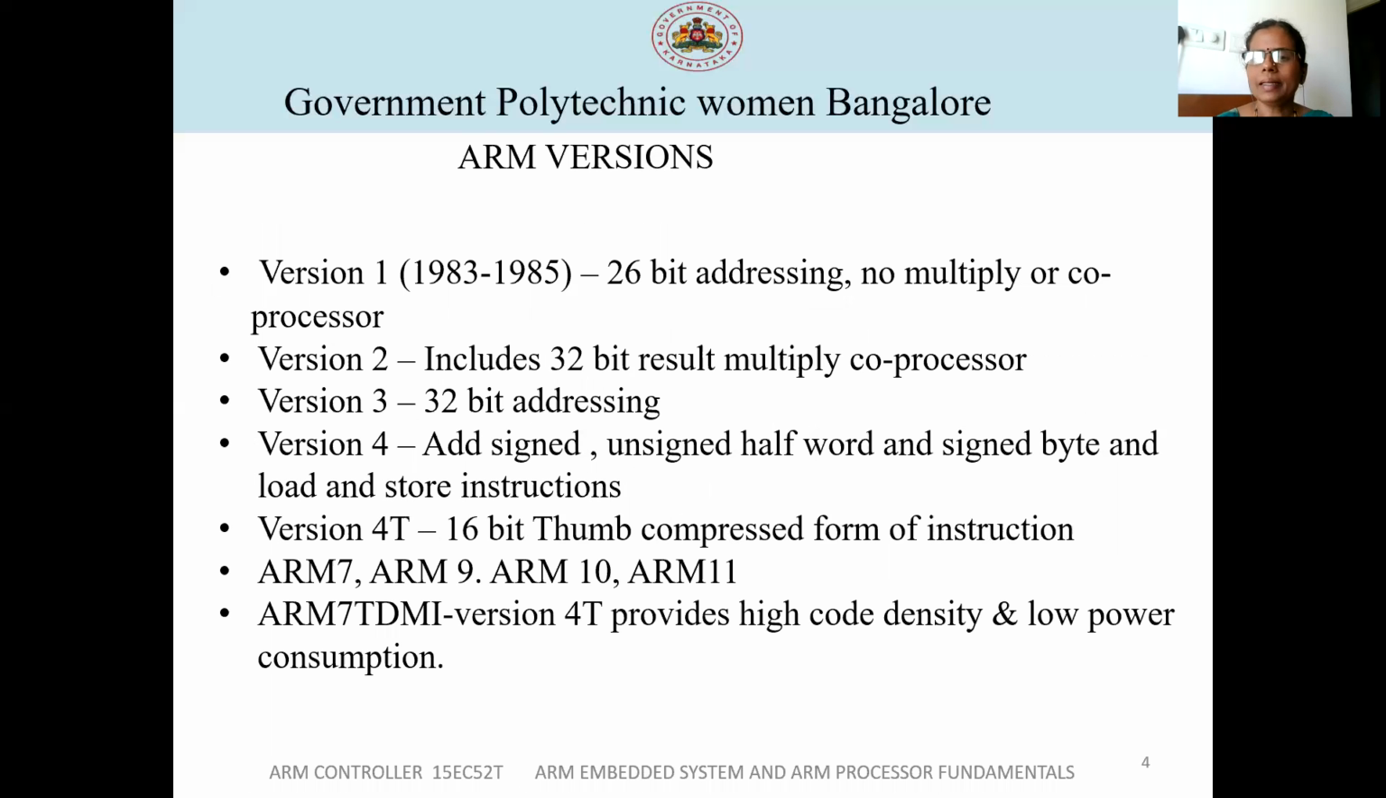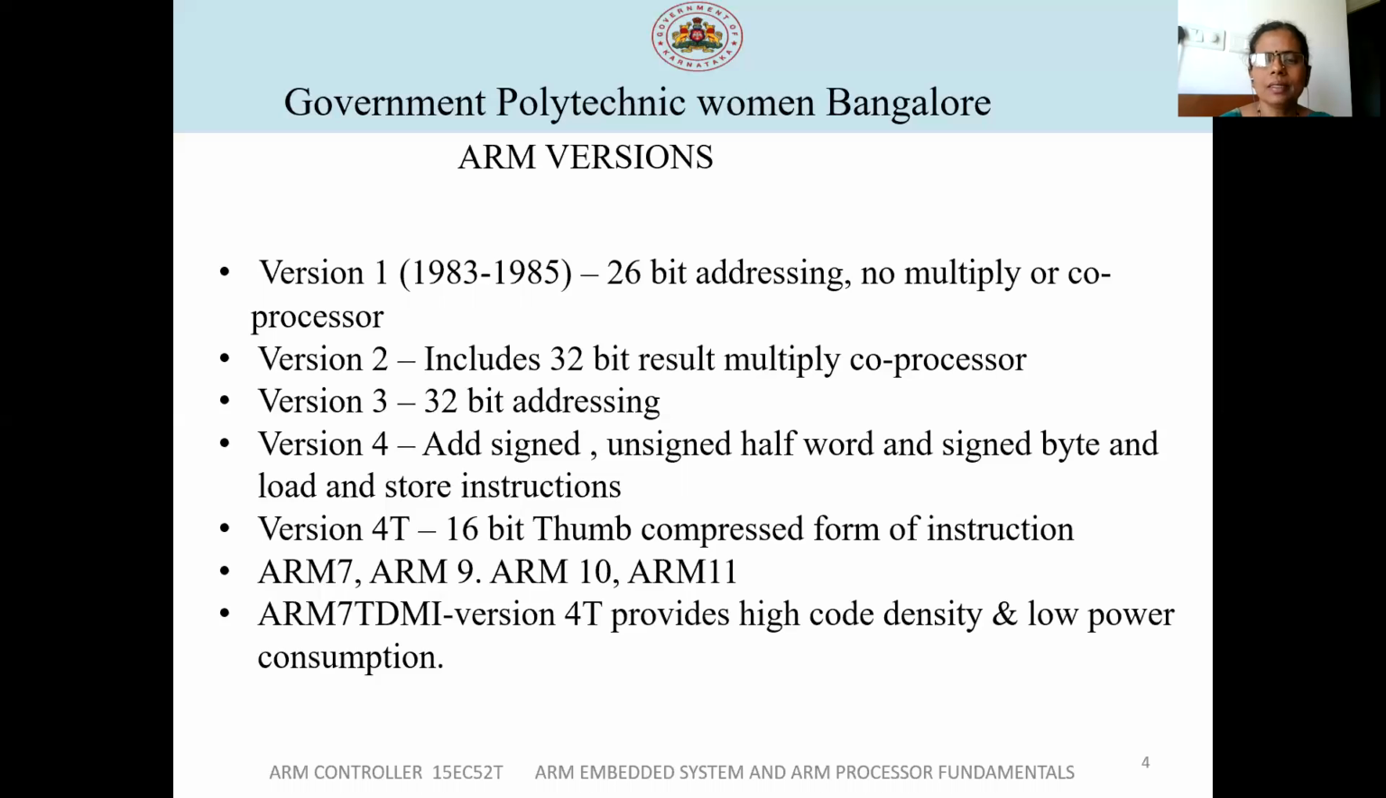ARM is available in different versions: version 1, 2, 3, 4, version 4T, ARM 7, 9, 10, 11, and ARM7TDMI version 4T. The most popularly used ARM is ARM7TDMI version 4T because it has a very good feature, that is it provides high code density and low power consumption. So you can see the different features in version 1 to ARM 11.